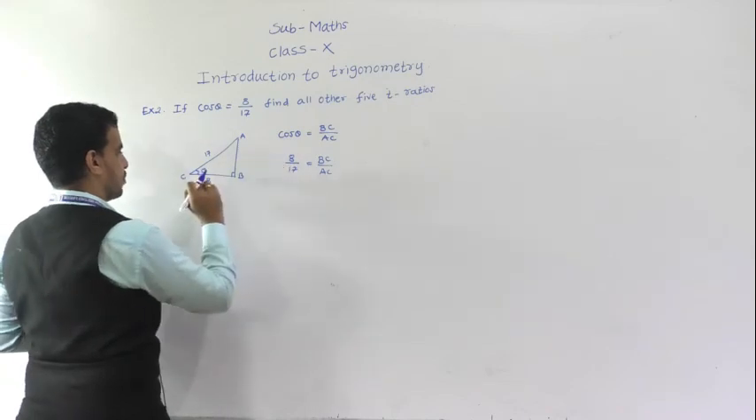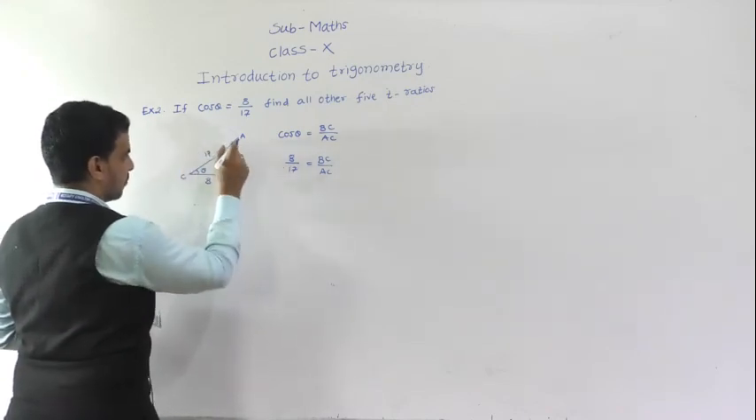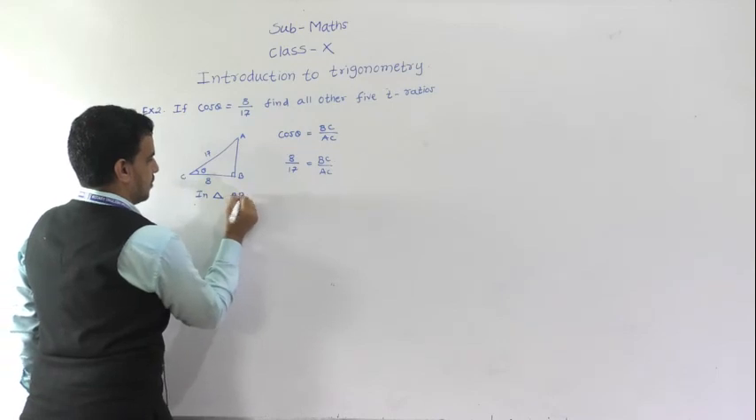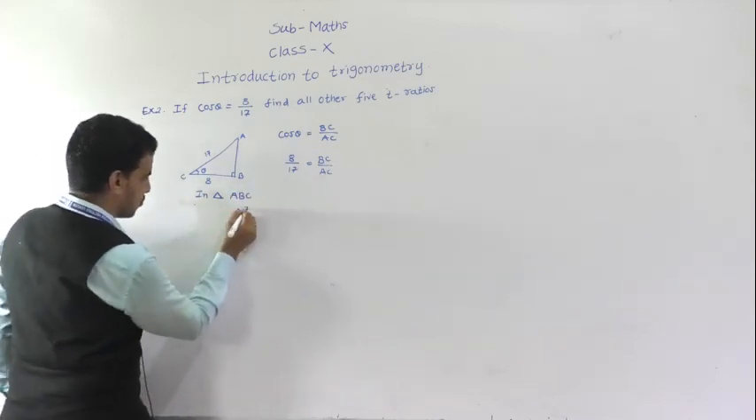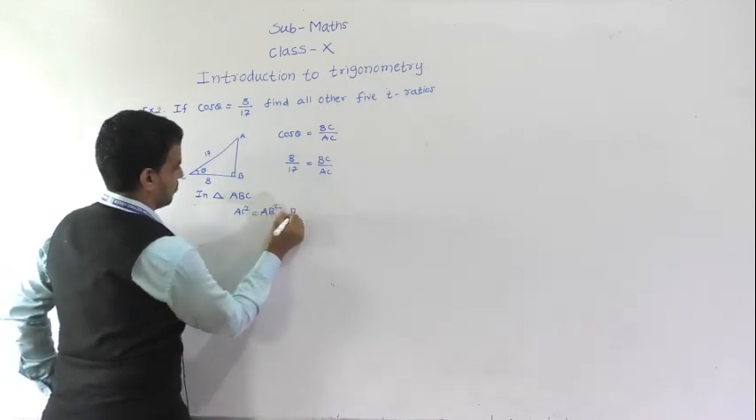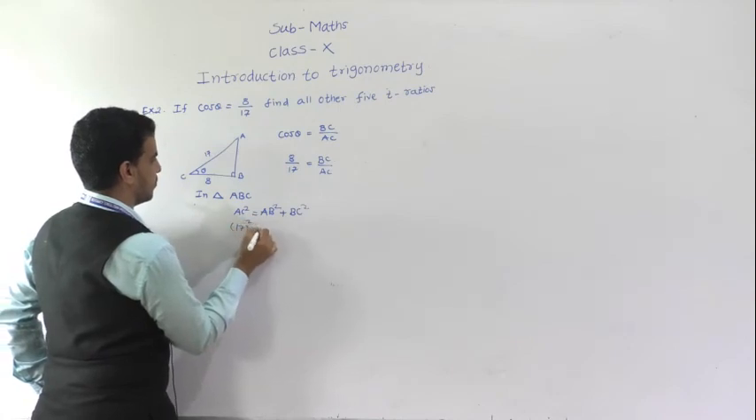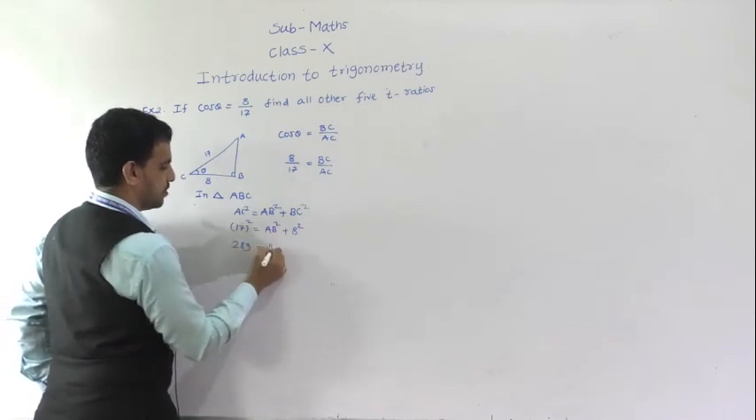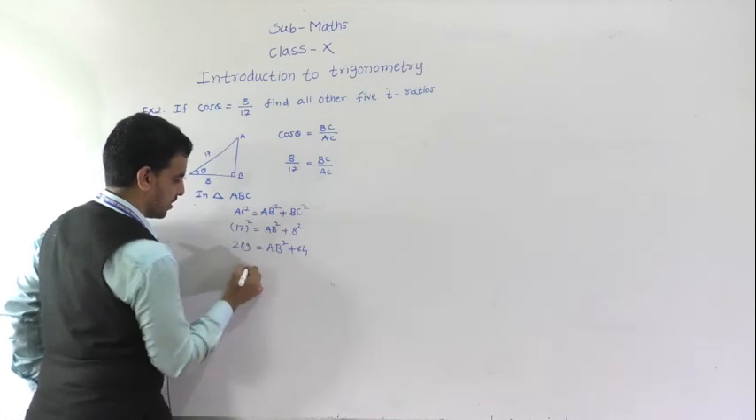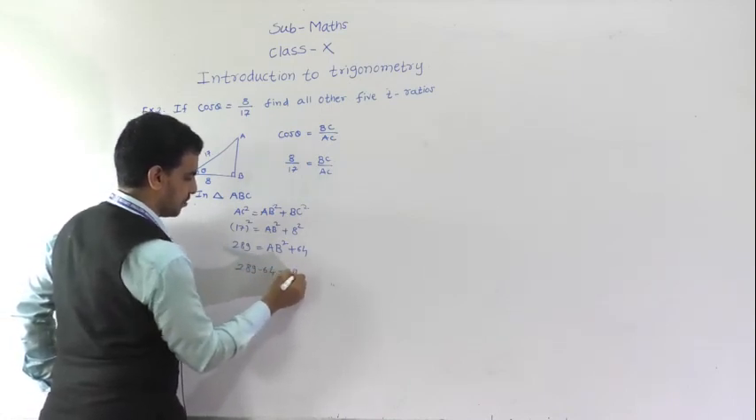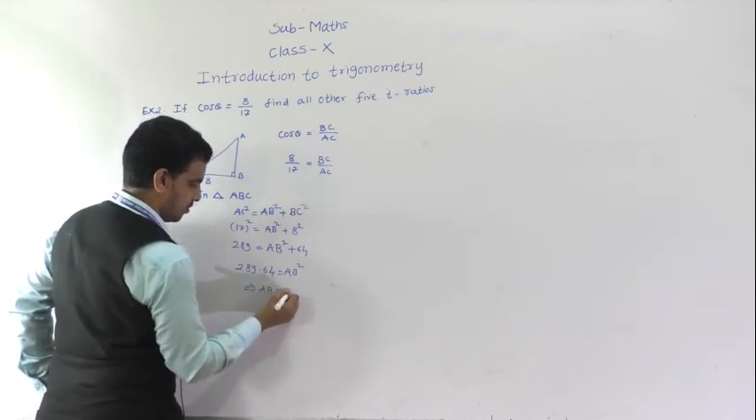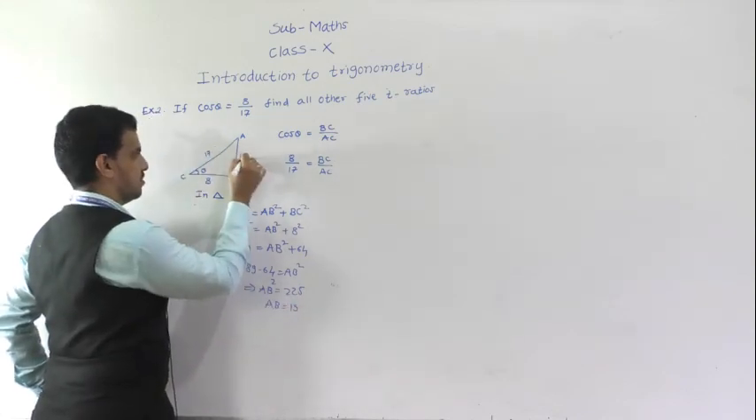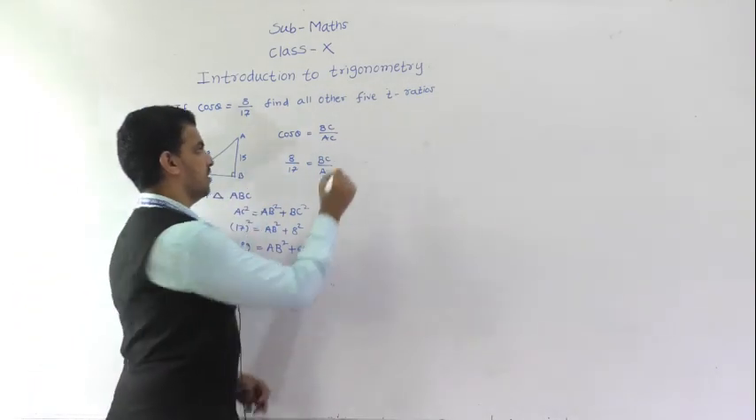So if you take 8 and 17, find AB first by Pythagoras theorem. In triangle ABC, AC square is equal to AB square plus BC square. So 17 square is equal to AB square plus 8 square. So this is 289, AB square plus 64. So 289 minus 64 is equal to AB square. AB square is equal to 225, so AB is equal to 15. Now you can find the other 5 trigonometric ratios.